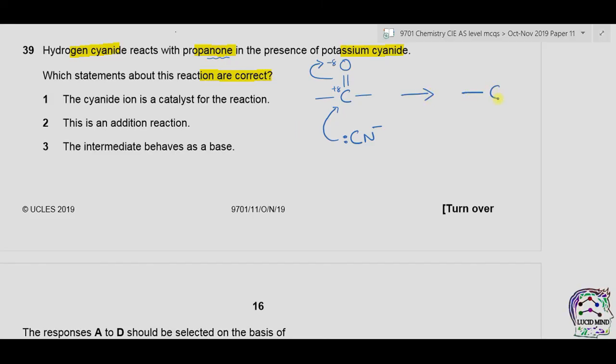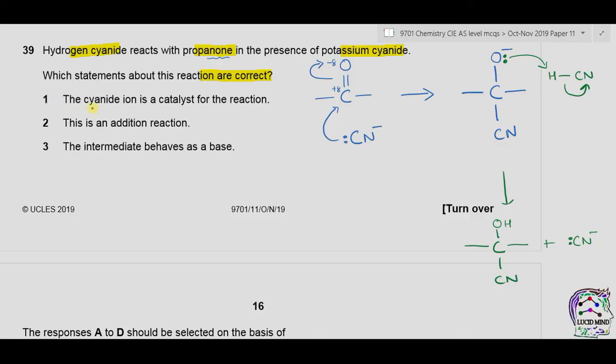The product formed will be like this. CN is attached with this carbon atom, while oxygen becomes negative. Now the lone pair present on this oxygen will attack hydrogen of HCN, and this bond is broken. So now the product formed is like this. We have carbon, OH group is formed, CN is present, and CN negative is formed. So we started with ketone and now we have hydroxynitrile compound.